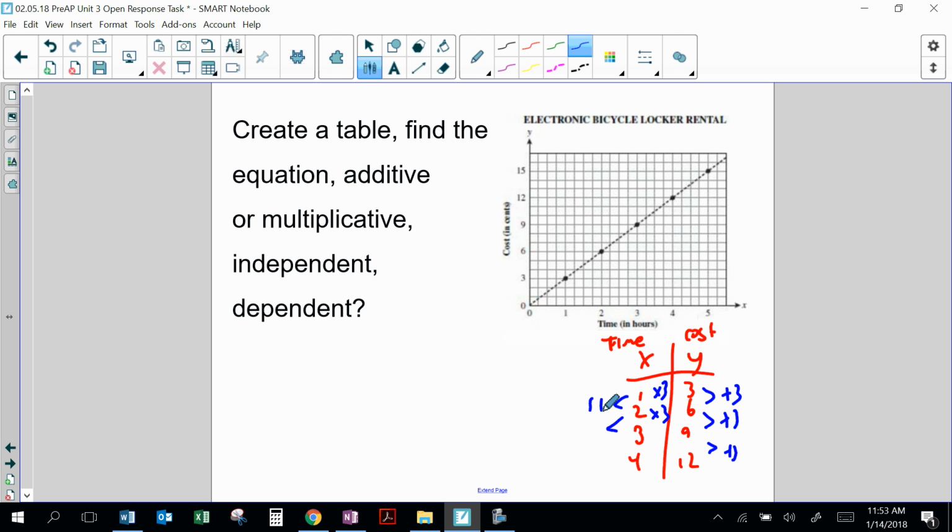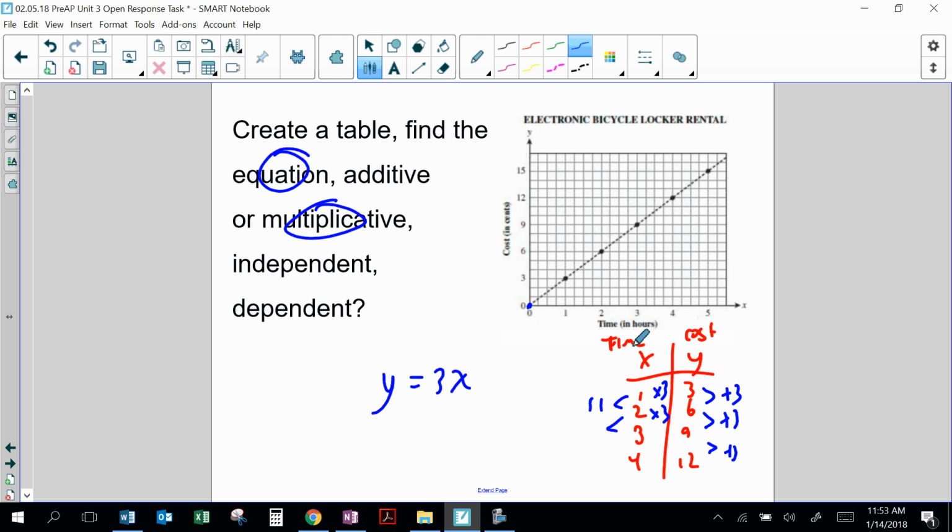So y equals 3x. 4 times 3 is 12. That's it. Because the initial value right here is 0. So y equals 3x. So it's multiplicative. We found the equation. And what would be the independent and dependent?